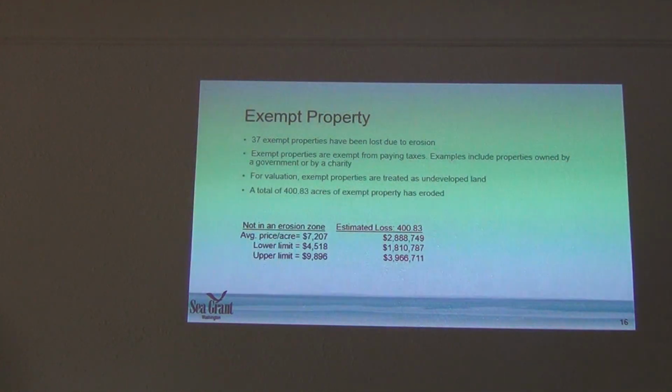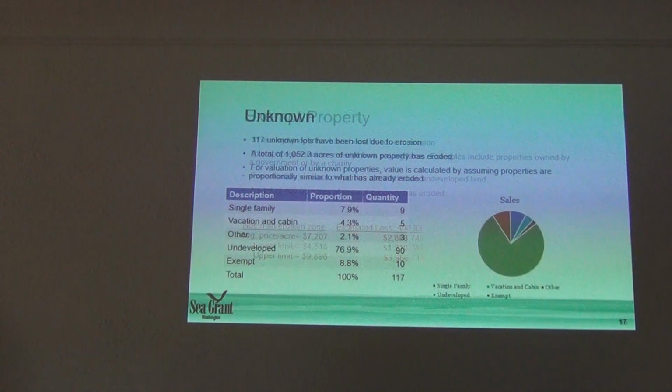37 exempt properties. These are just properties that are either government owned or owned by a nonprofit or NGO, so they don't have to pay taxes, but they're typically bare land. A couple properties for the county, but for the most part, they're bare land. We've lost about 400 acres there. So again, with an average price per acre of $7,200, about 2.8, almost $2.9 million, somewhere between 1.8 and almost $4 million for the 10 properties.